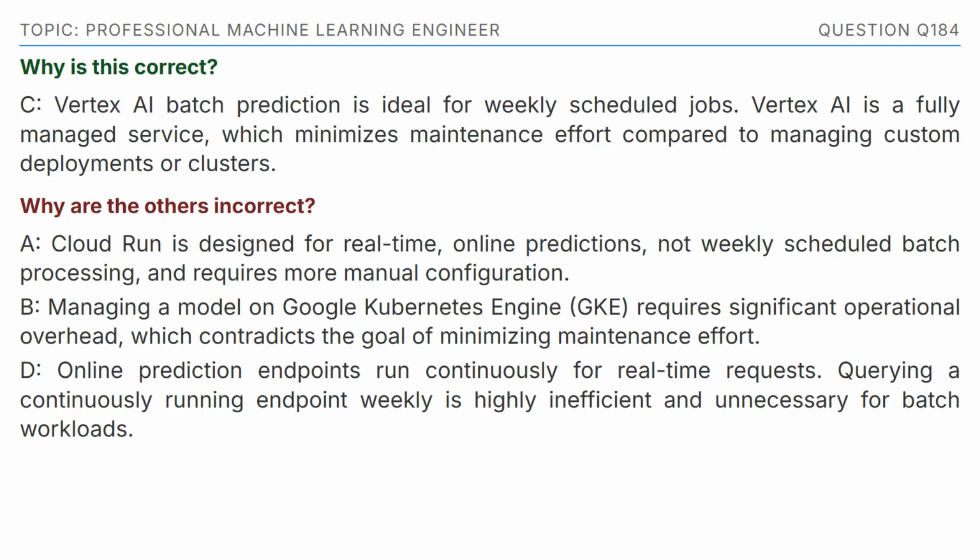Why are the others incorrect? A. Cloud Run is designed for real-time, online predictions, not weekly scheduled batch processing, and requires more manual configuration. B. Managing a model on Google Kubernetes Engine (GKE) requires significant operational overhead, which contradicts the goal of minimizing maintenance effort. D. Online prediction endpoints run continuously for real-time requests. Querying a continuously running endpoint weekly is highly inefficient and unnecessary for batch workloads.